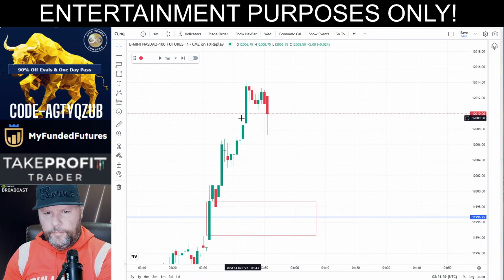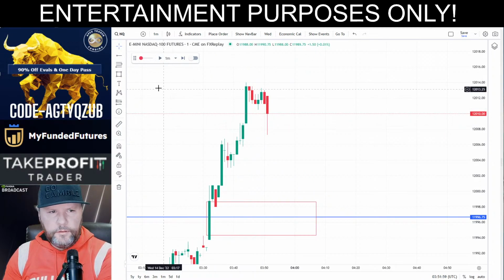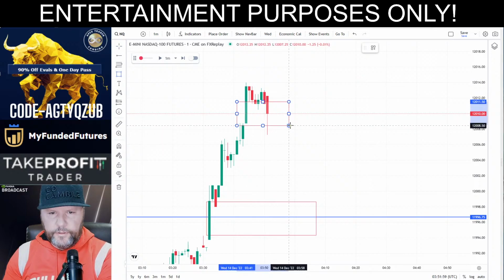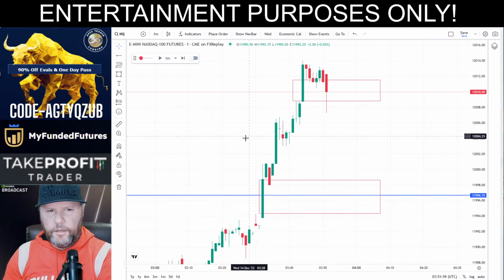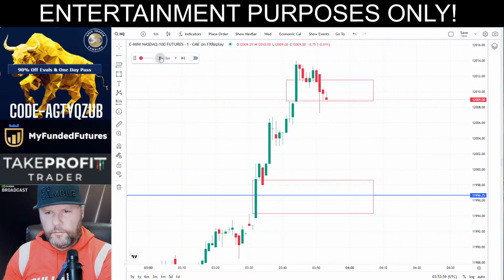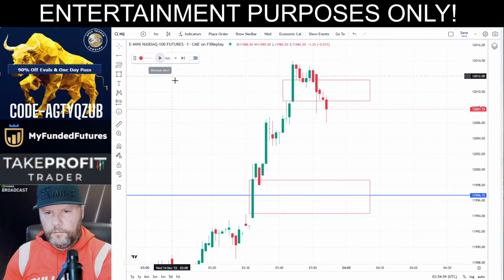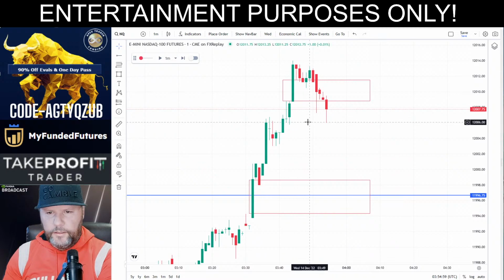How big's this gap? 11. All right, we'll take this one if it inverses. It's not bad. We got relative equal lows down here at the 03s. So if we close below, we'll take it. Close below right there. So let's enter our short position.